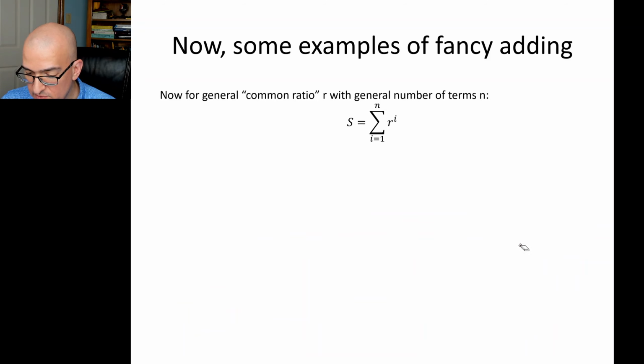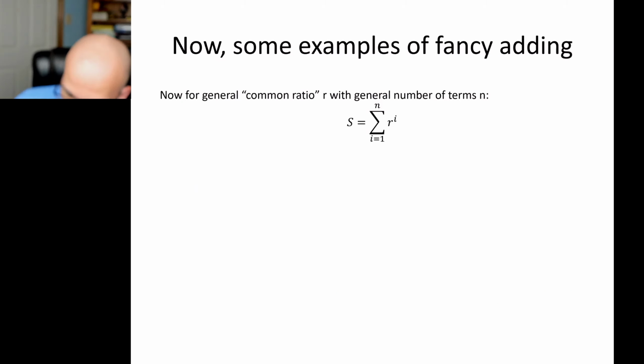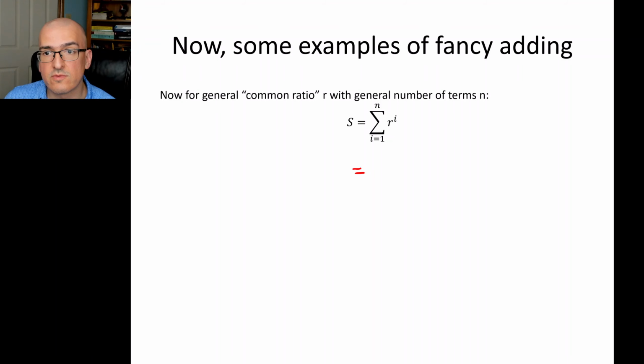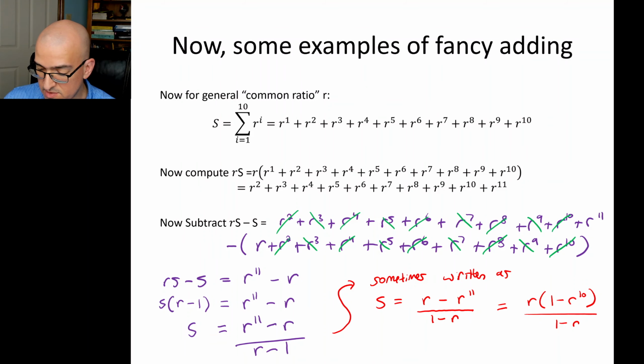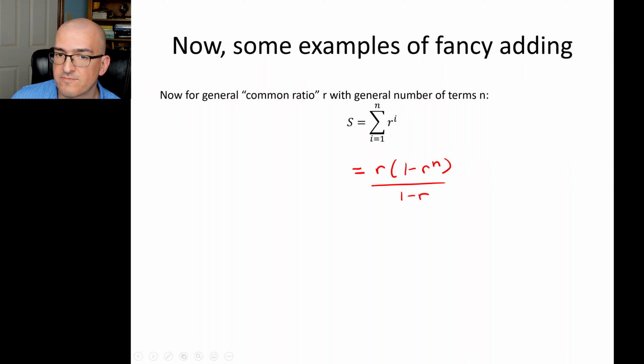What happens if you don't end the sum at 10? What if you end the sum at n? I'll let you do this on your own, but you see that 10 there? Just replace that with an n. So r times 1 minus r to the 10 over 1 minus r. Oh, r to the n, sorry about that. r times 1 minus r to the n over 1 minus r.